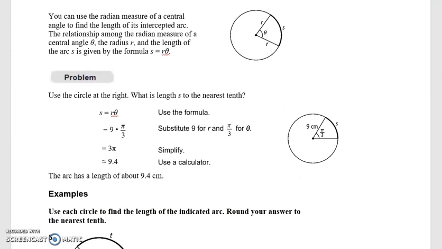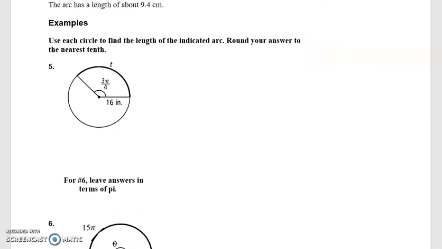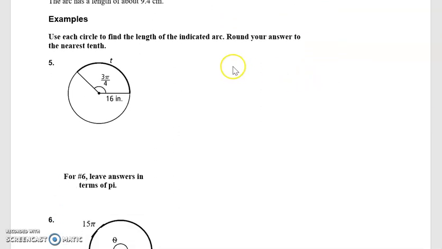Moving on. You can use the radian measure of a central angle. Remember, we learned about central angles last week, to find the length of its intercepted arc. So we can use it to find this length, which we're going to call S. We're going to call the central angle theta, and then the radius is r. So we can use this formula, S equals r theta.